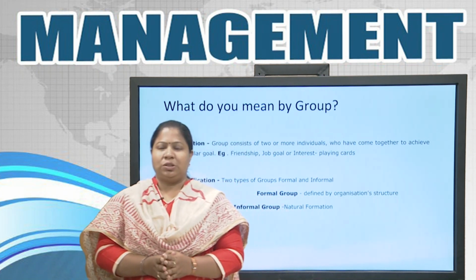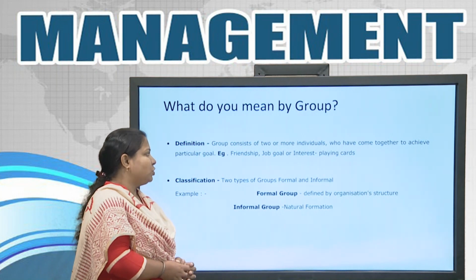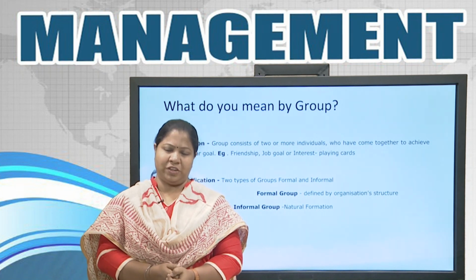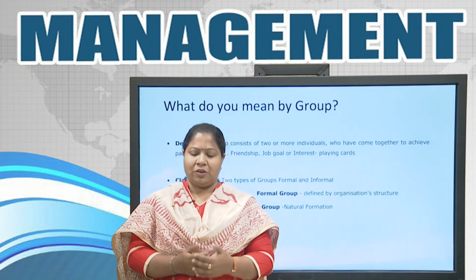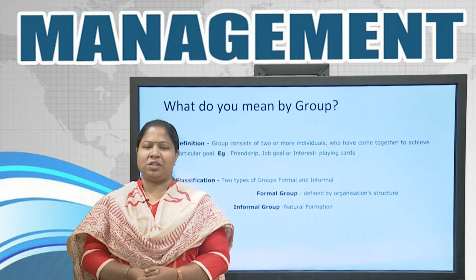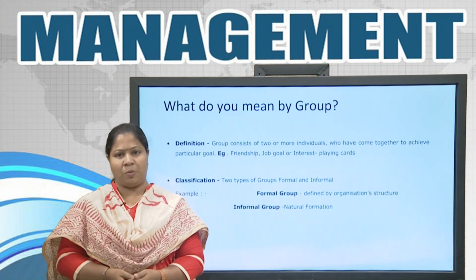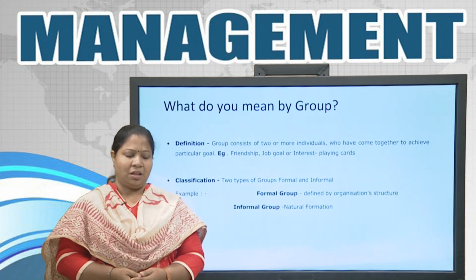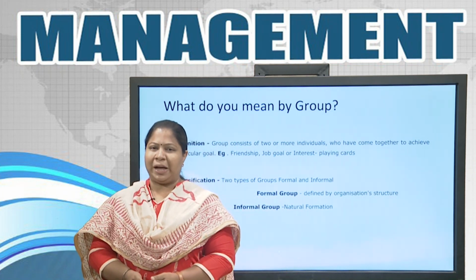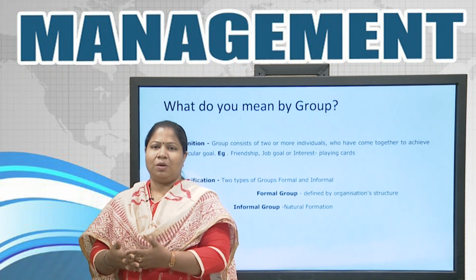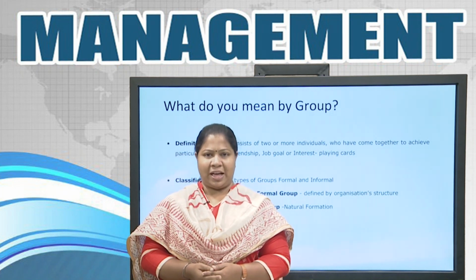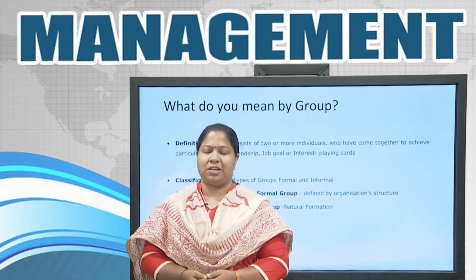Next, goals in an organization, job goals. For job goals, every member of the organization comes together to work on a specific task, for specific goals to achieve. They come together and form a group. Third is interest area. Suppose you are interested in playing cards and you want some partners, so you will try to welcome others of the same interest and form a group to play cards, to play carom, etc.